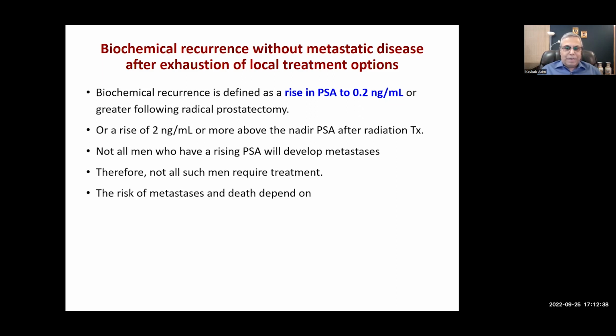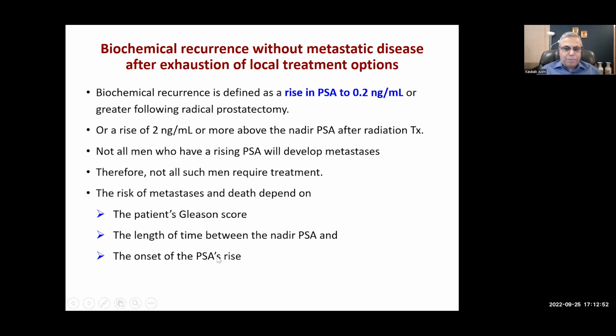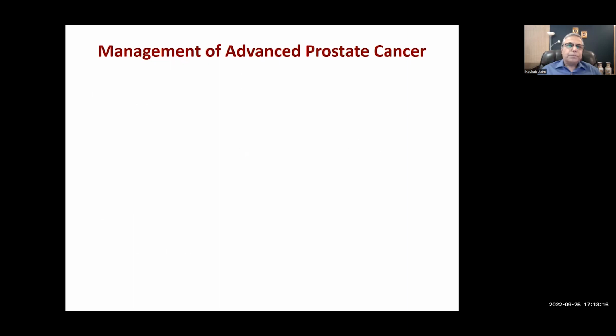The risk of metastasis depends upon the patient's Gleason score on biopsy that we discussed in quite a bit of detail, and the length of time between nadir PSA and rise in PSA. If the PSA starts rising after 1 year, that is more dangerous than the situation in which the PSA starts rising after 2 or 3 years, right? So the earlier the PSA starts rising, the poorer the prognosis is. PSA doubling time, the sooner it doubles, the worse it is.